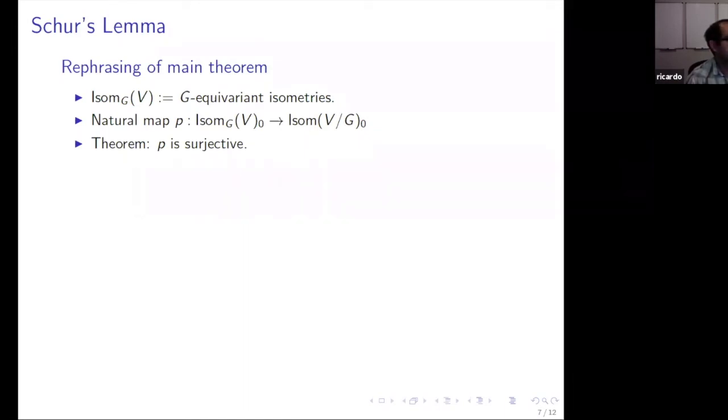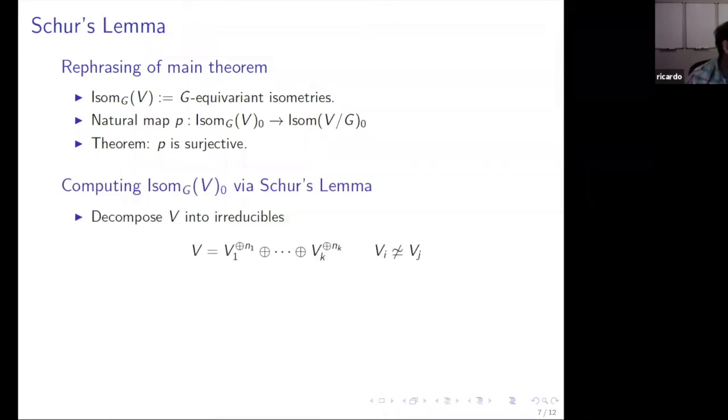Okay, so first order of business is how do you compute this group of G-equivariant isometries? It turns out this is very easy, and it's an application of Schur's lemma. So how do we compute these G-equivariant isometries? Via Schur's lemma. You start with a vector space, and you break it into irreducible G-representations.